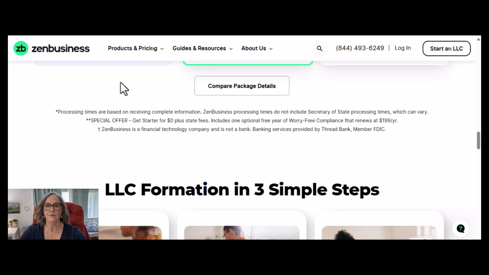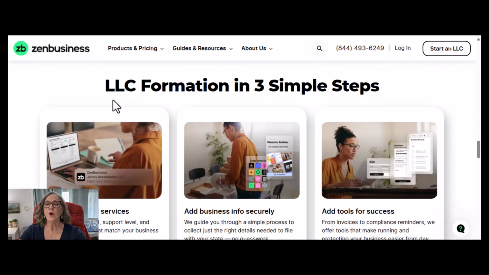When you go to ZenBusiness to execute this structure, you need to know exactly which plan fits your goals. ZenBusiness offers 3 primary tiers: Starter, Pro, and Premium. Understanding how to leverage these tiers for real estate will save you thousands as your portfolio grows. The ZenBusiness Starter plan comes with a $0 service fee plus your required state filing fees.